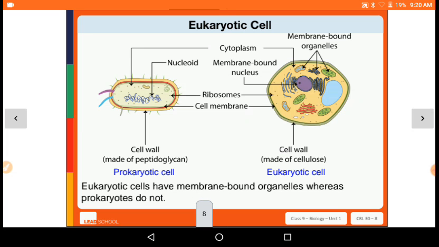Okay, let's see organelles in eukaryotic cells. Eukaryotic cells have membrane bounded organelles, whereas prokaryotic cells do not.